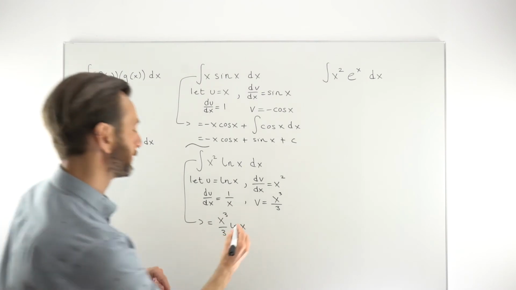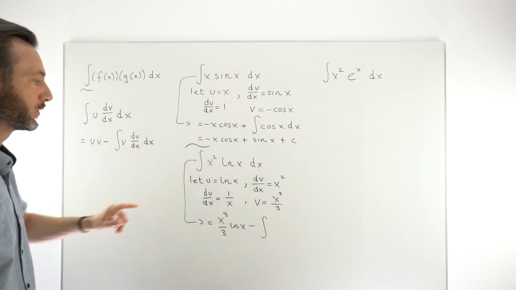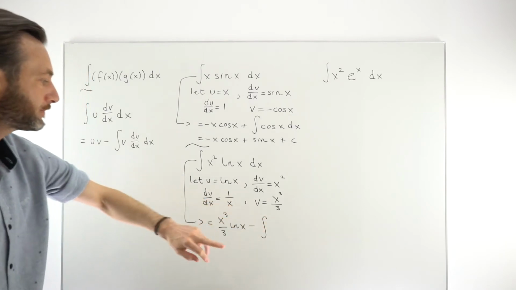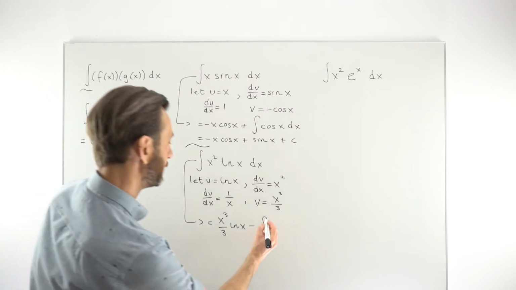I'm going to write it like that, minus the integral of v du. So this is our v, this is our du. So putting those together, let me just actually write those.